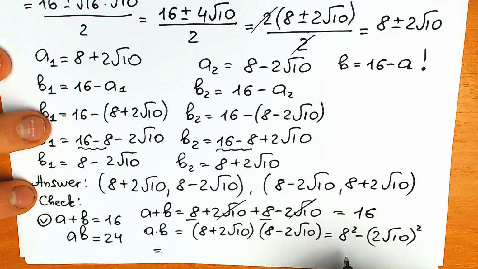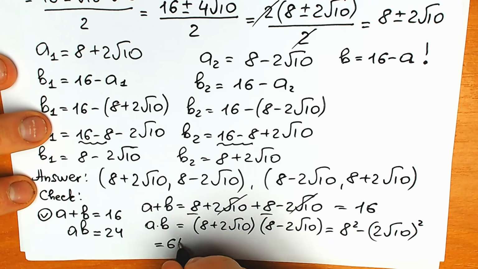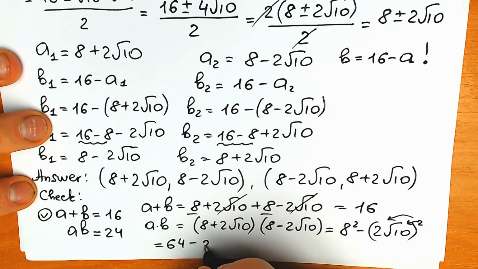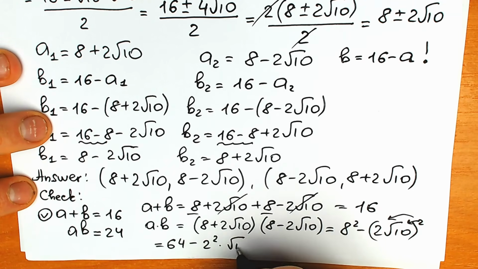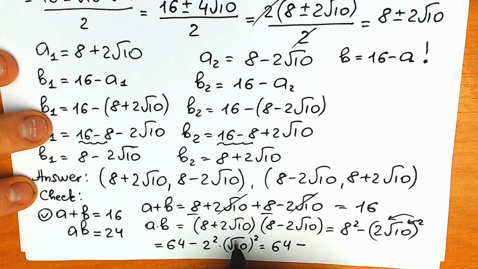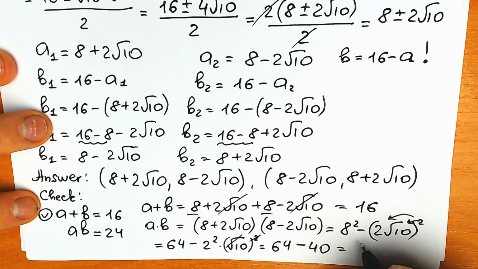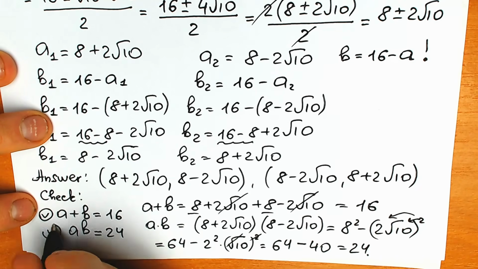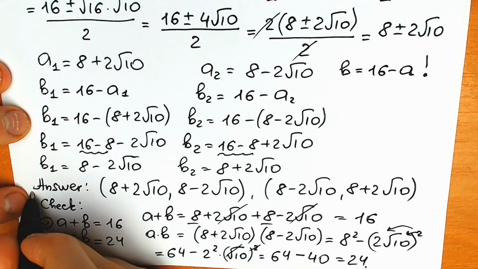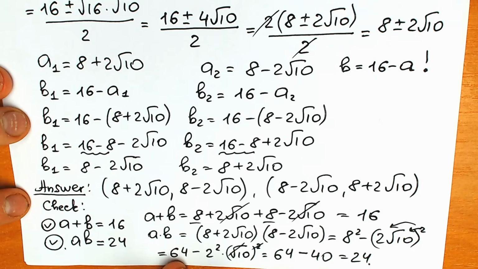So 8 square equal to 64 minus, right here we need to raise both elements to the power 2. So minus 2 square times square root of 10 square. So we have 64 minus 4 times, right here we can cancel it, 4 times 10 equal to 40. 64 minus 40 equal to 24. Yeah, and we have this 24 right here. So we can easily be proud of ourselves that we solved this question correctly. So here's our answer. I don't want to write this answer once more because I don't have enough space.